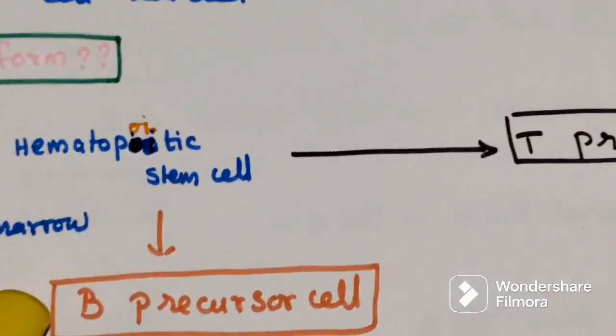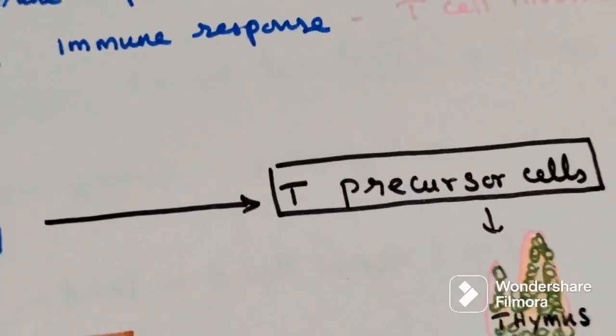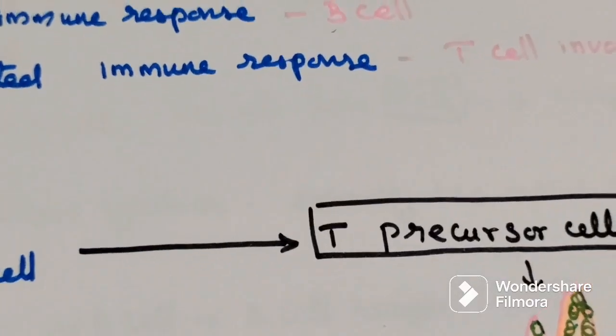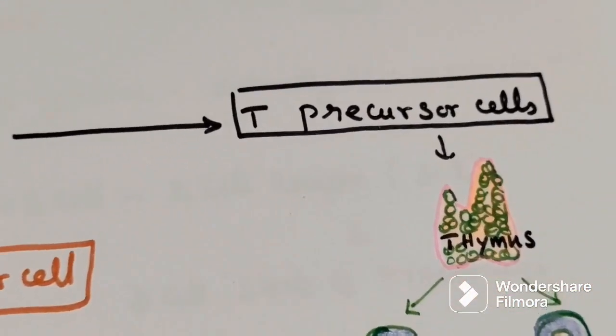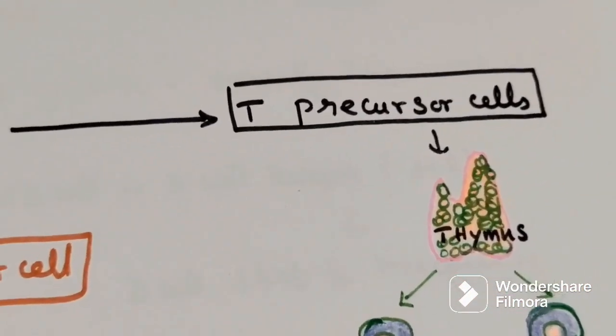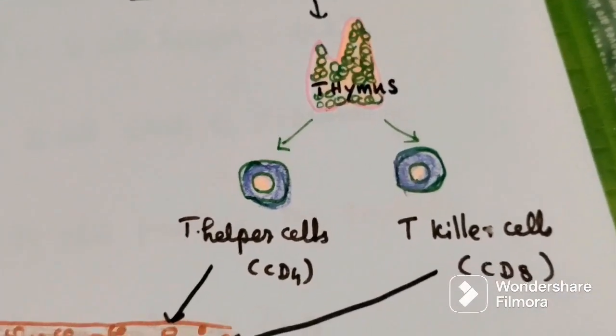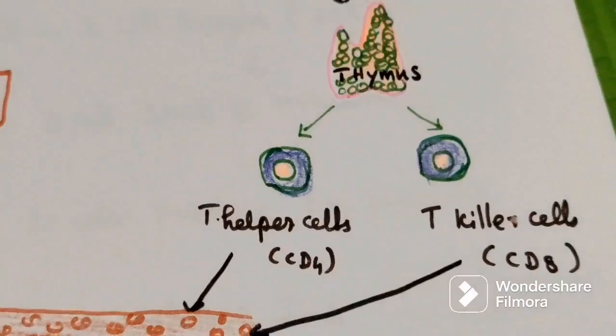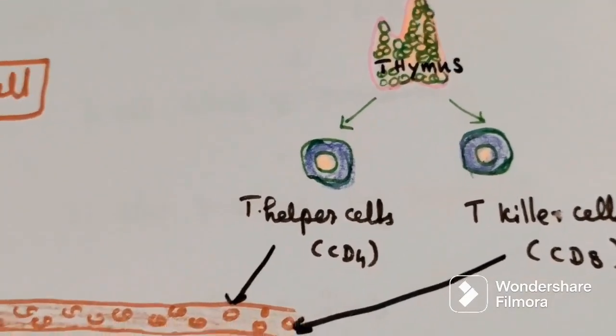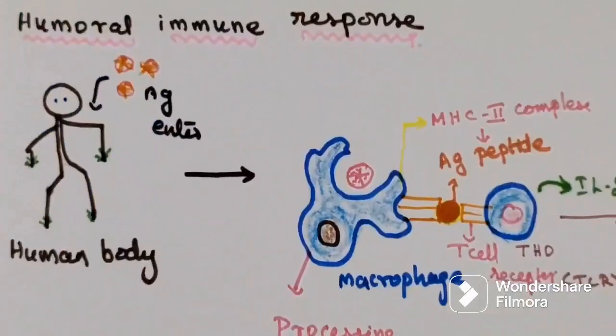Like this, the hematopoietic stem cell forms T precursor cells, which then enter the thymus. The thymus is an immune organ, where they divide into T helper cells and T killer cells. Then they also mix with the bloodstream.